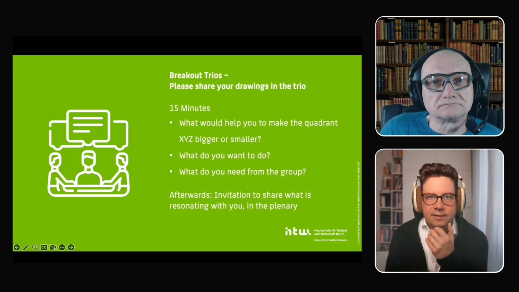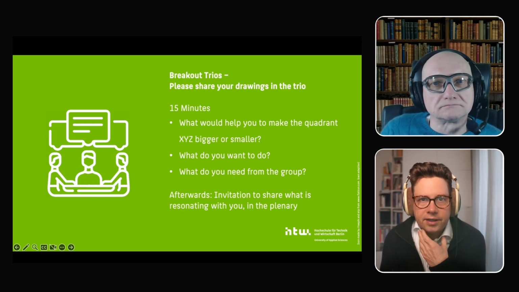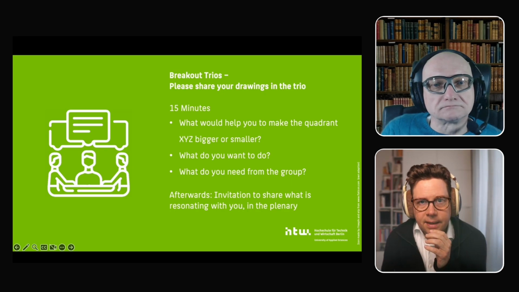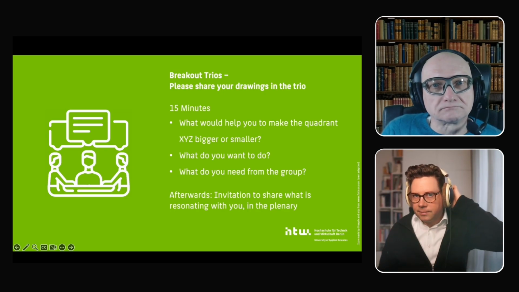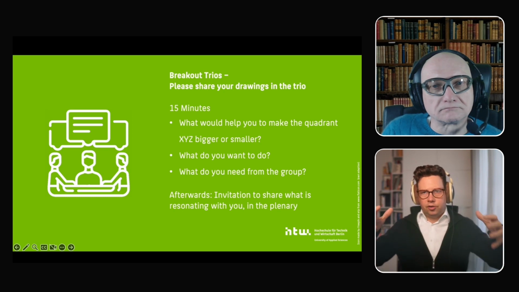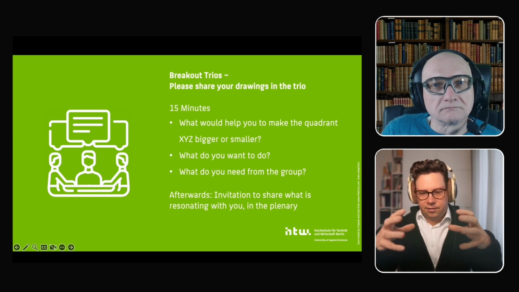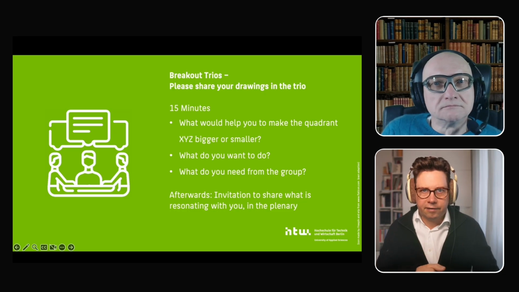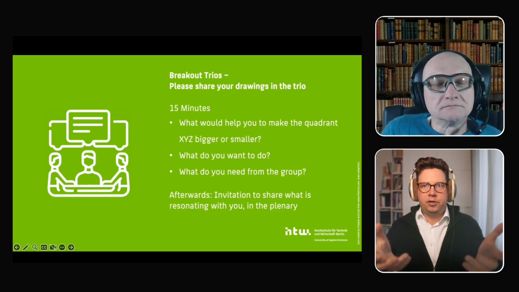And we ask them to share the drawings in the trio for 15 minutes. So everyone has 5 minutes. Share it, and they can just hold it into the camera. So what would help you to make the quadrant XYZ, whatever you choose, bigger or smaller? So if you want to decrease the hidden one, do you need support of whatever kind? So what do you need from others?